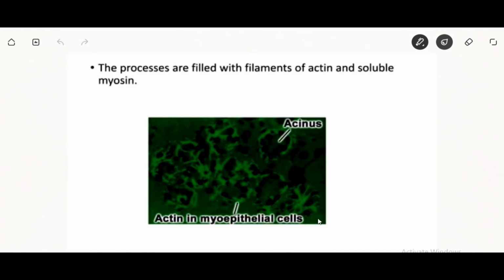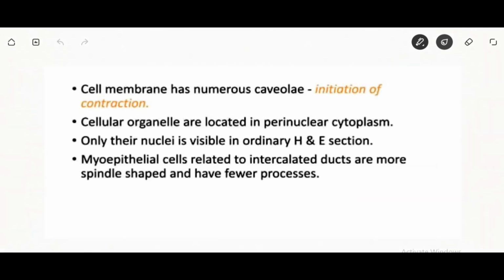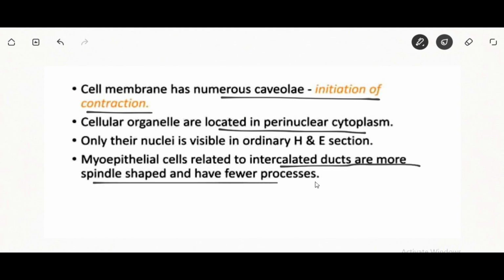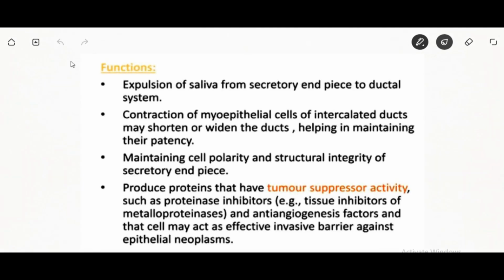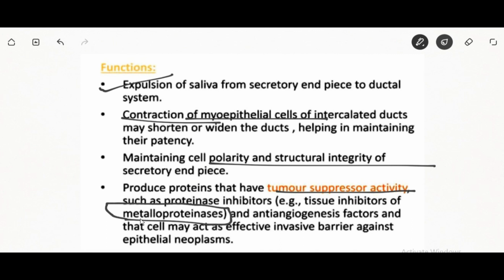What are the functions of these cells? They cause expulsion of saliva from the secretory end piece to the ductal system. Contraction of myoepithelial cells of the intercalary duct may shorten or widen the duct, and hence helps in maintaining its patency. They help to maintain the cell polarity and structural integrity of the secretory end piece. They also produce certain proteins that have tumor suppressor activity, for example tissue inhibitor of metalloproteinase and anti-angiogenesis factor.